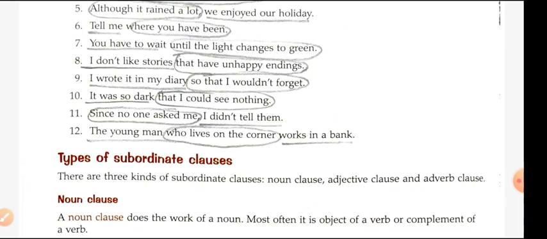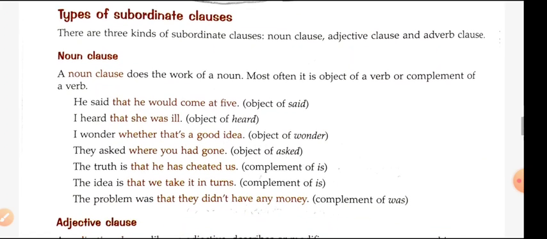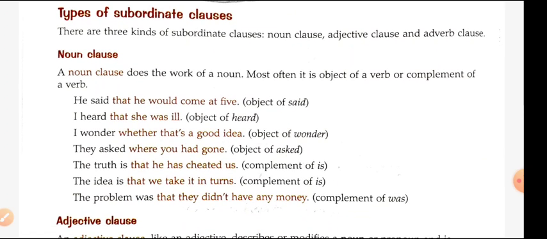The young man who lives on the corner works in a bank. The young man works in a bank is the main clause. Who lives on the corner is the subordinate. Types of subordinate clauses.